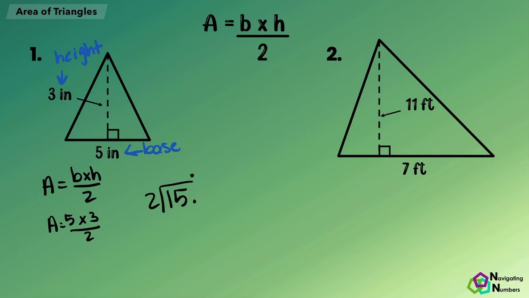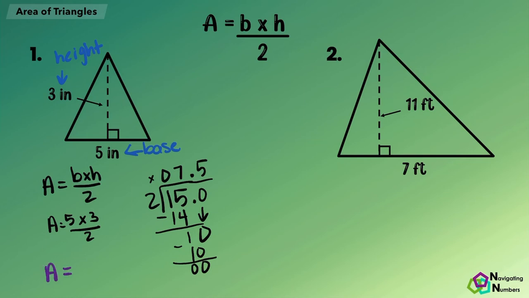let's work that out really quick. 2 goes into 1 0 times, 2 goes into 15 7 times, 2 times 7 is 14, subtract, 15 minus 14 is 1, drop down the 0, 2 goes into 10 5 times, 2 times 5 is 10, subtract, remainder of 0. So that means that the area, let me change that to purple here. So the area of this triangle is 7.5 inches squared.